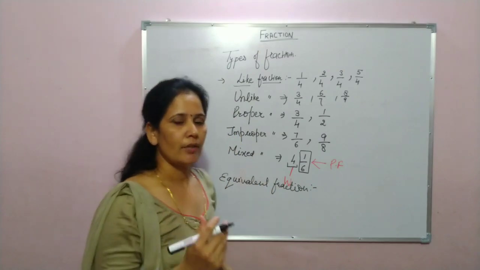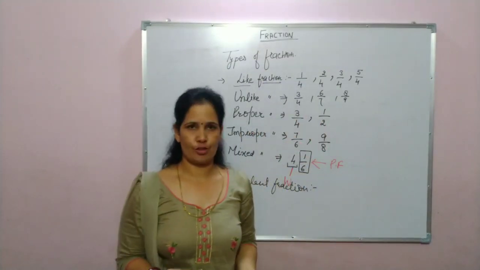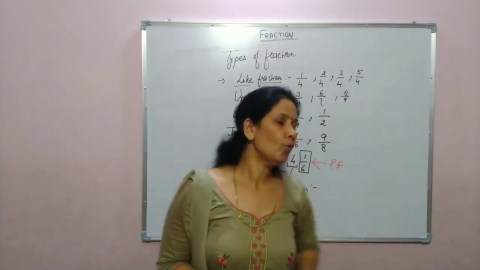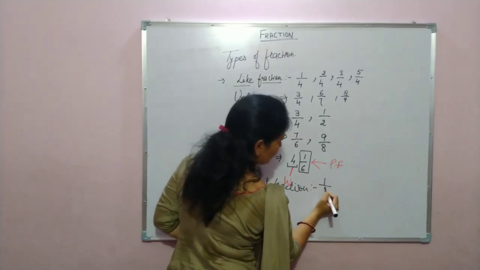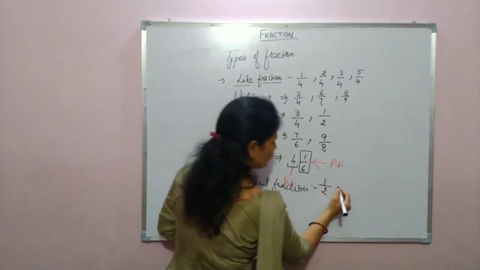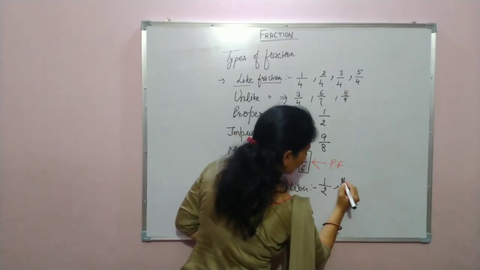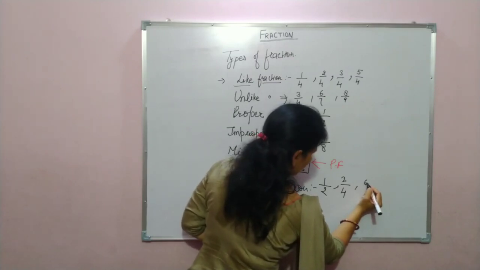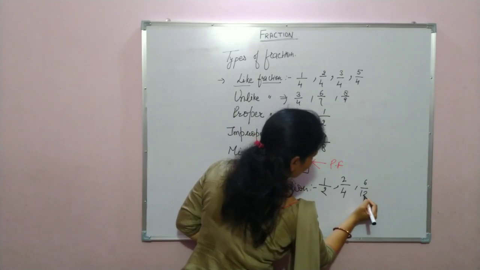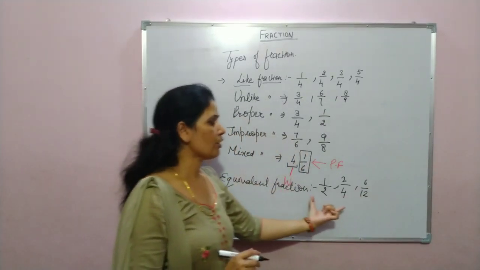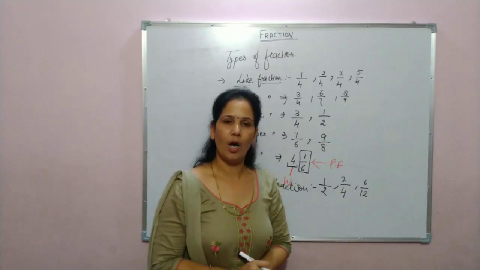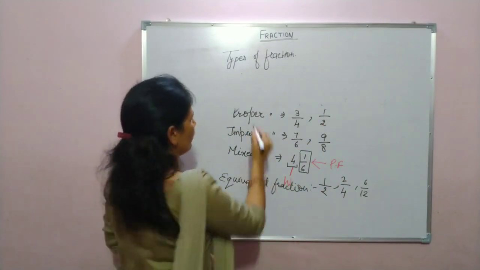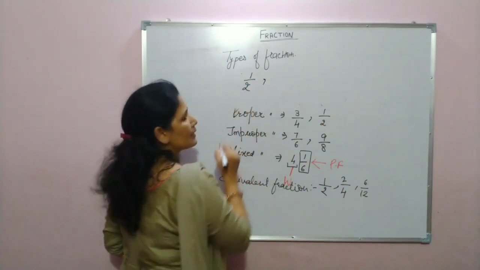Then another one is equivalent fractions. Equivalent fractions means that when we reduce the fractions, the basic fraction is equal to the other one. For example, if I write 1 by 2, then 2 by 4, and after this 6 by 12, these three fractions are equivalent fractions. How? Let's see. 1 by 2 is our basic fraction.